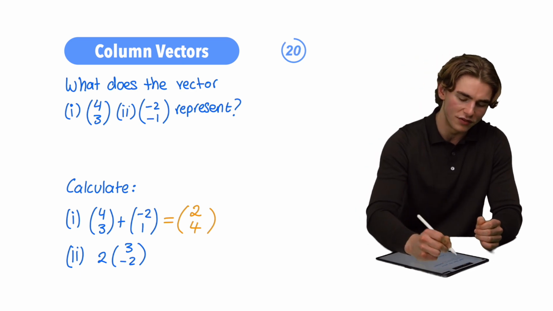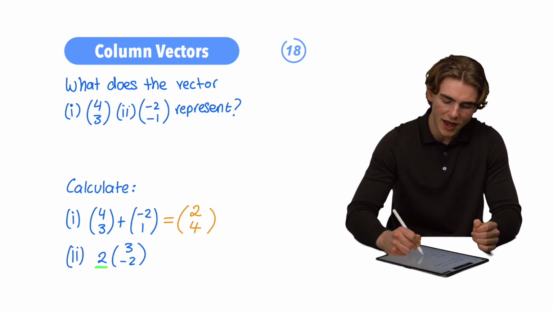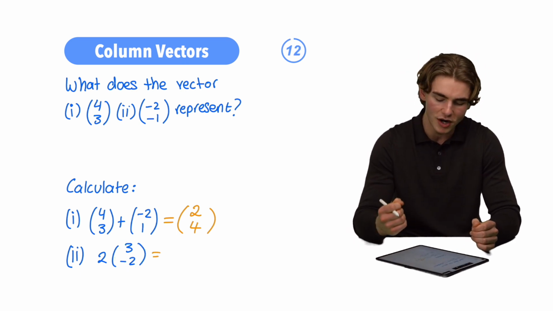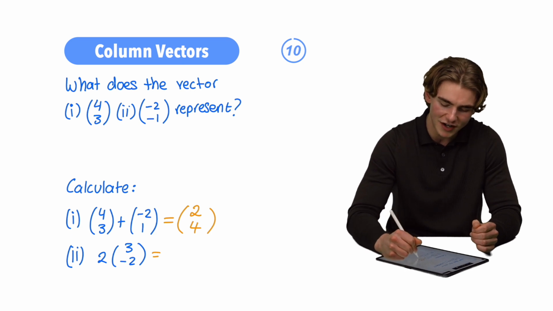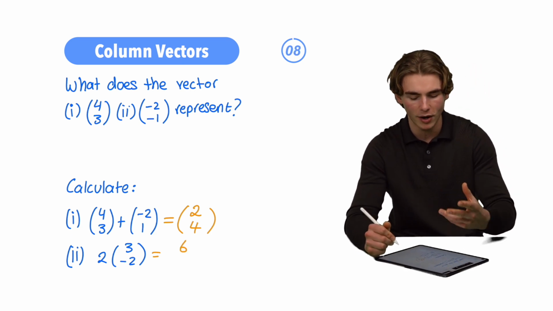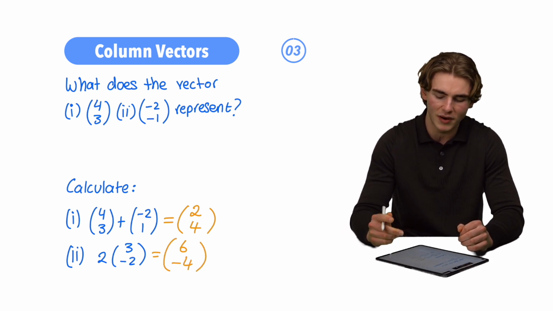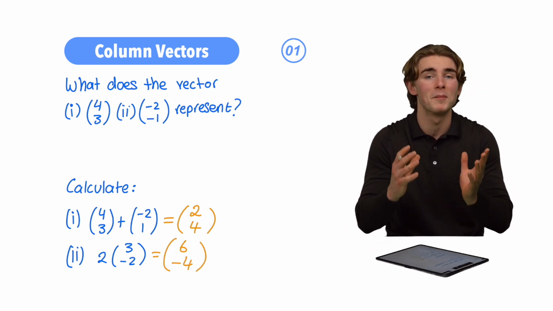What about then if we wanted to calculate 2 multiplied by the column vector (3, -2)? This one's going to work pretty similarly to expanding our brackets, guys. We're going to multiply our top number by 2. That is going to give us 6 because 3 times 2 is 6. And our bottom number by 2. 2 times -2, guys, that's going to be -4. So we can multiply it to get the vector (6, -4).